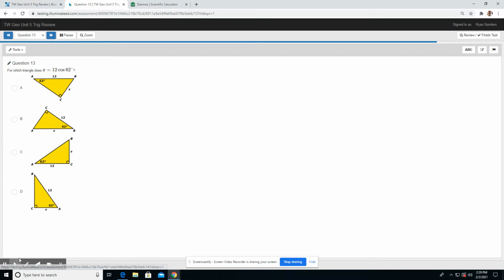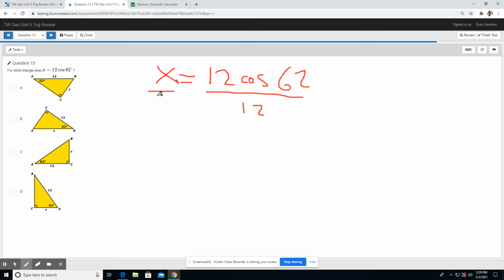All right, for which triangle is this true? This is how I would do it. I'm just not sure, but I'm going for it. So we want to reference what the cosine of 62 looks like so we can apply SOHCAHTOA to it. So I'll divide by 12. The 12s cancel. And I get x over 12 is equal to cosine of 62 degrees.